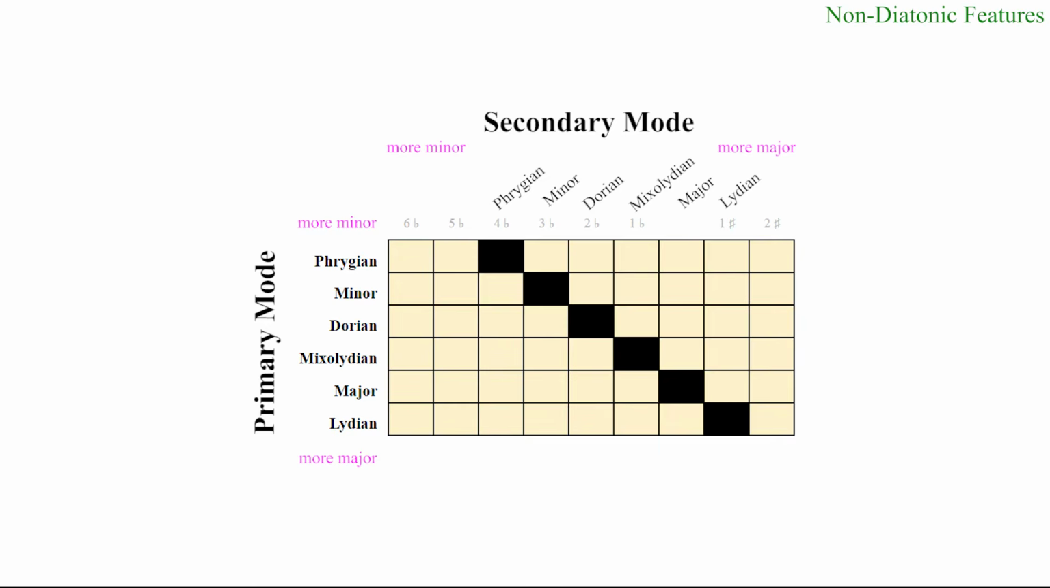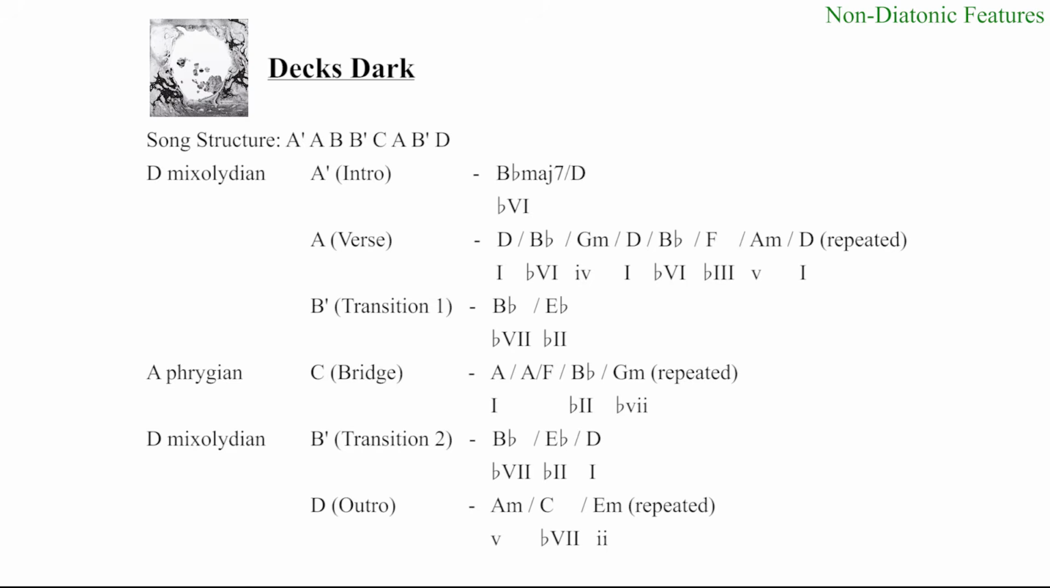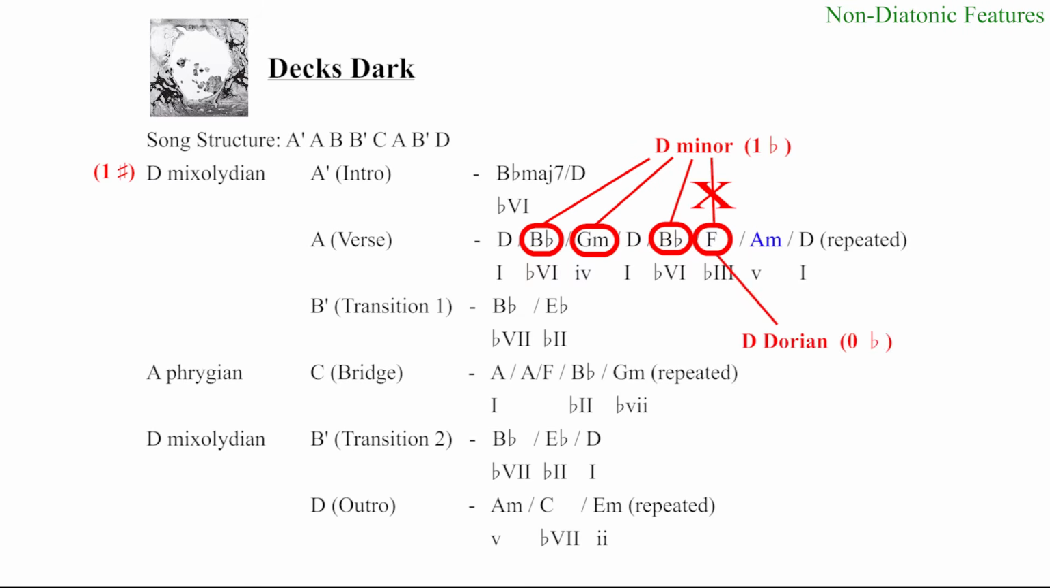To illustrate what I mean by this, consider the verse of Dead Dark, which I interpret as using the D Mixolydian mode. The borrowed chords in this section are B flat, G minor, and F, and I think many people would simply say all these chords are borrowed from the D minor mode. This is a reasonable interpretation, but for the sake of being systematic, I would say the F is actually borrowed from the D Dorian mode, as this is the closest mode to D Mixolydian that contains an F major chord, having only 1 more flat. For the other 2 chords, the D minor mode with 2 more flats is the closest.